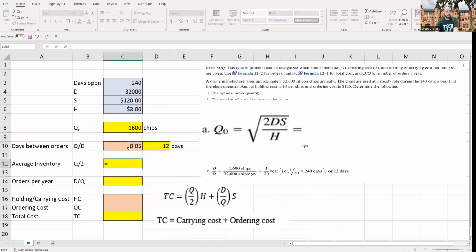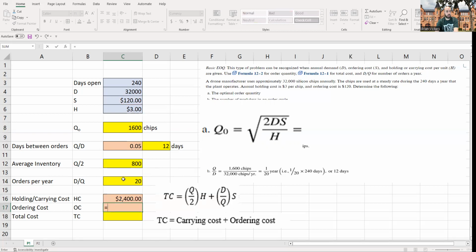Average inventory is equal to Q divided by 2. Days per year is equal to D divided by Q. Holding cost, Q over 2 times H. We already know what Q over 2 is. It's average inventory right here. So instead of doing Q over 2 and then times H, I'm just going to click on average inventory times H.